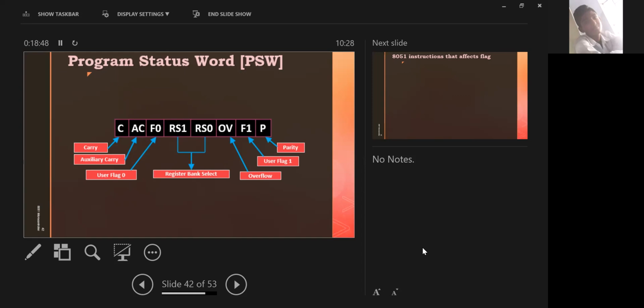The user flag is F0, you can use it for any purpose. This is meant for user flag. Then this is another user flag which can be used. This is register bank select. So which bank are you going to select for registers?